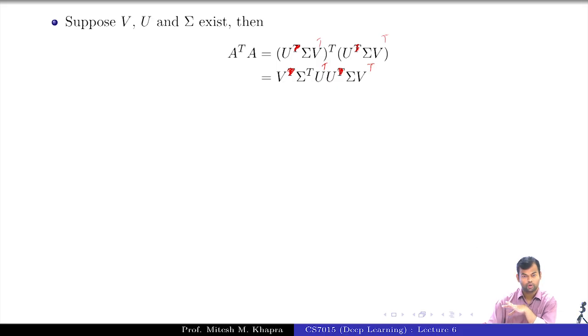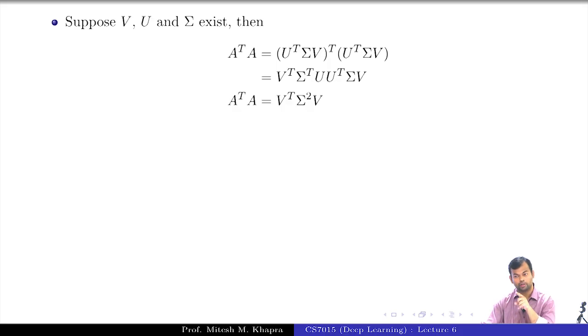Okay. What will happen now? What will disappear from here? U transpose U. That is I, right? Because U transpose is the inverse of U. So you get this. What does this look like? This looks like the eigenvalue decomposition of A transpose A. That means V consists of the eigenvectors of A transpose A.